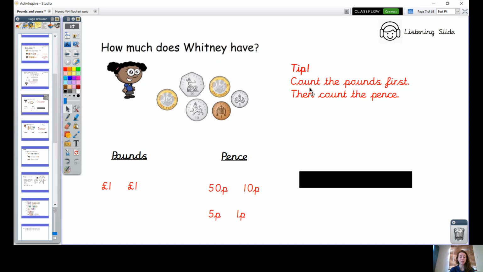So I'm going to look, now my stem sentence says, count the pounds first. So over here I've got £2. And it says, then count the pence. Let's have a look. 50p, 60p, 65, 66. So I can see Whitney's got £2 and 66p. That's how we might write it today. £2 and 66p.